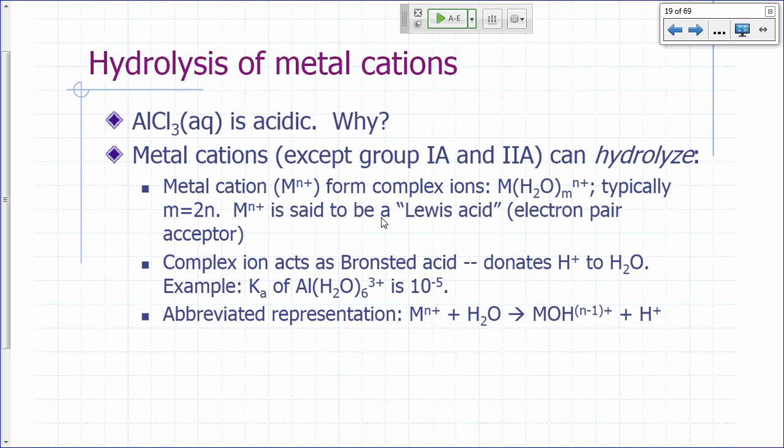And hydrolysis of metal cations, we talked about this earlier. We said it could lead to an acidic solution. So aluminum chloride is acidic. Why did we say it was acidic? Your cation aluminum actually forms covalent bonds with 6 water molecules. So this is what you actually have in water.